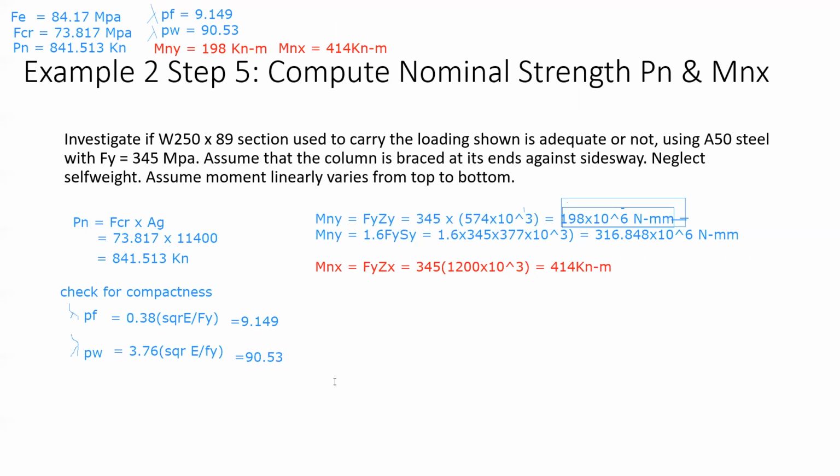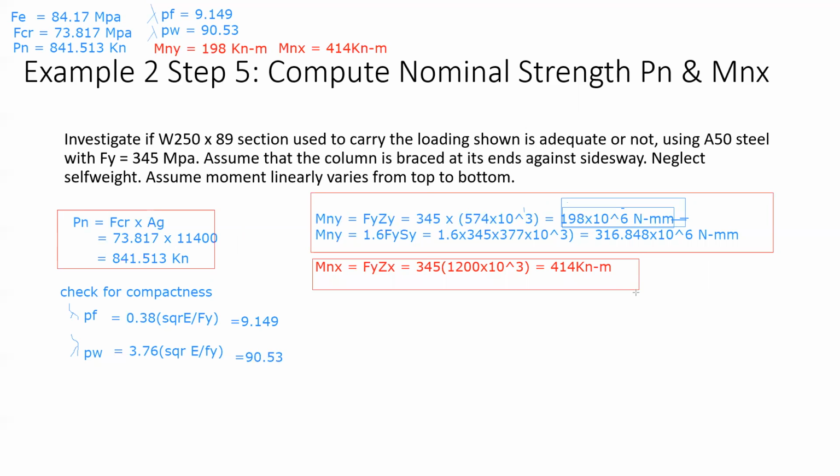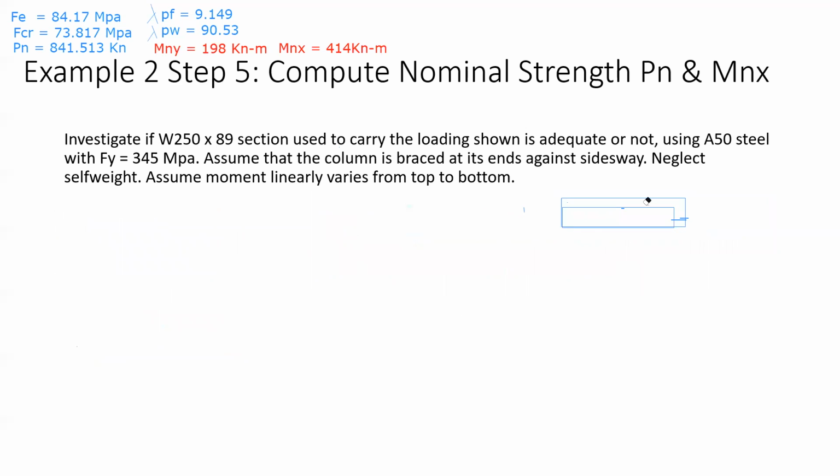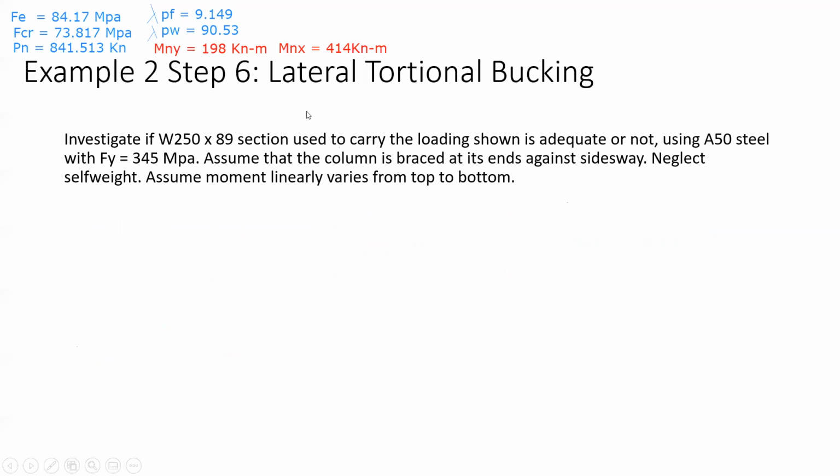Okay. So again, we are tasked to compute the nominal strength Pn and Mn. Nakuha na natin. So we have the value of Pn here. We have the value of Mny, and we have the value of Mnx. Let's go to our next step. So erase ko na to. And our next step would be to get the lateral torsional buckling. So ito yung pinakita natin kanina na mahabang formula.